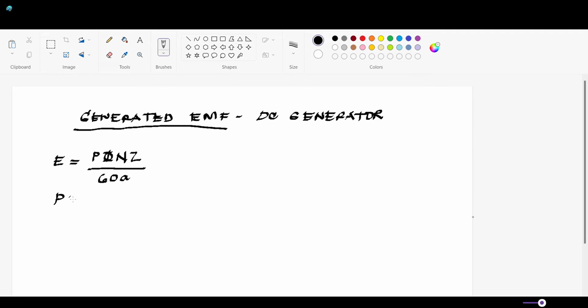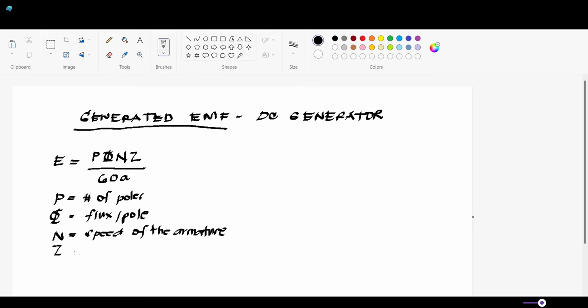Once again, P stands for the number of poles. Φ is the flux per pole. N stands for the speed of the armature. Z stands for the number of conductors. And A stands for parallel paths.